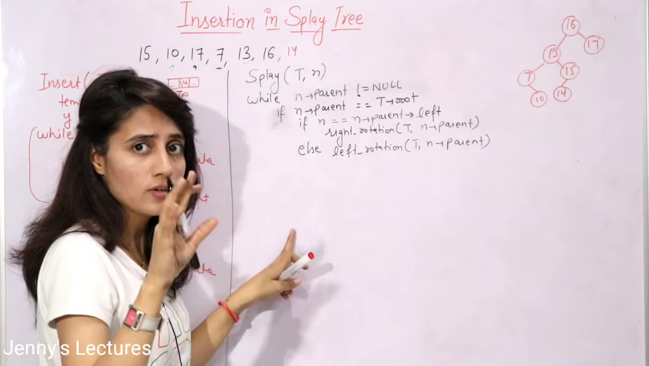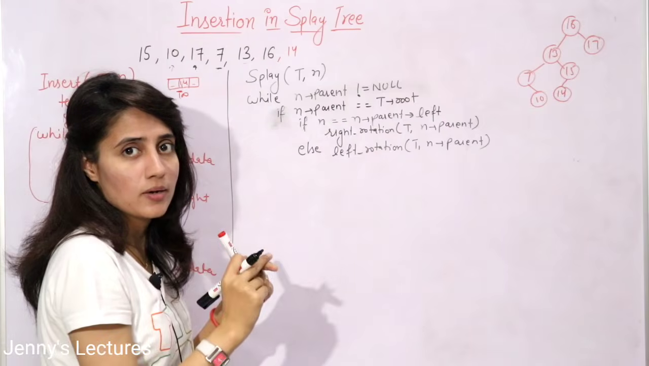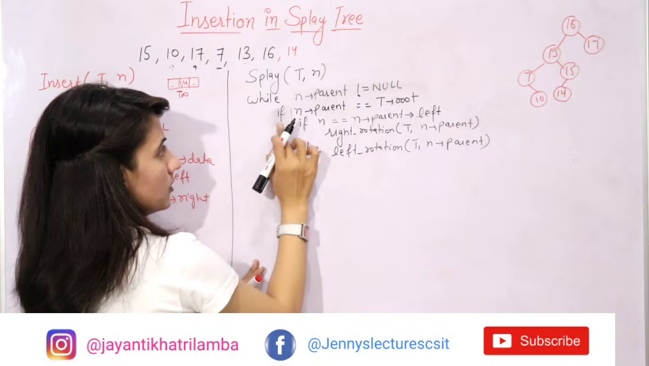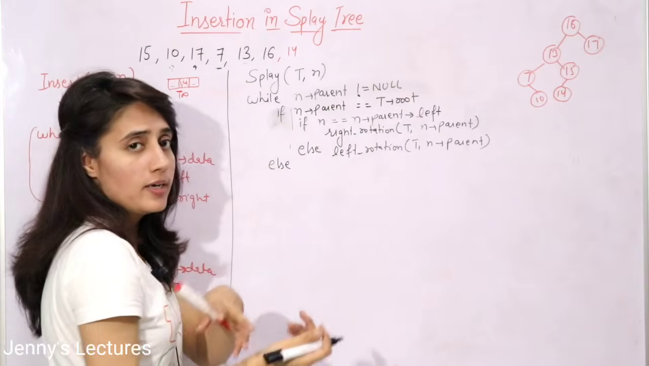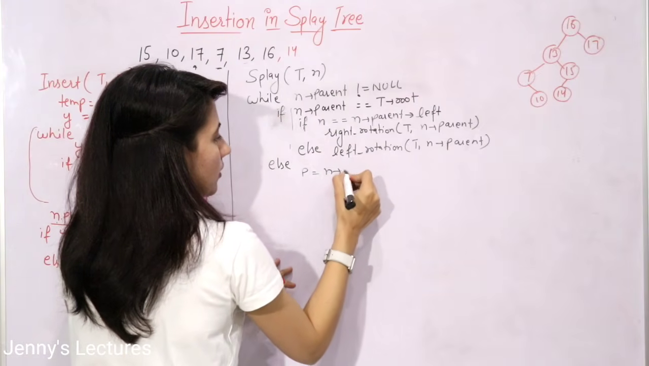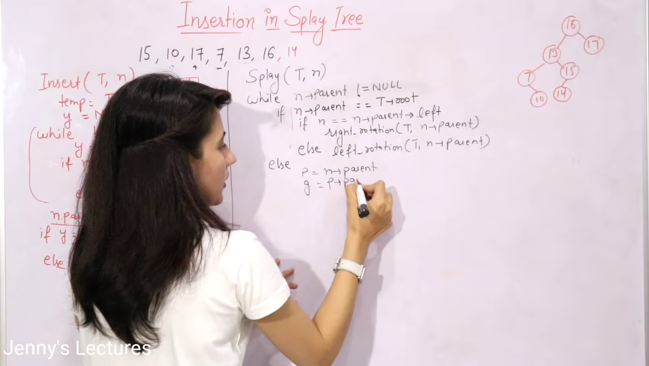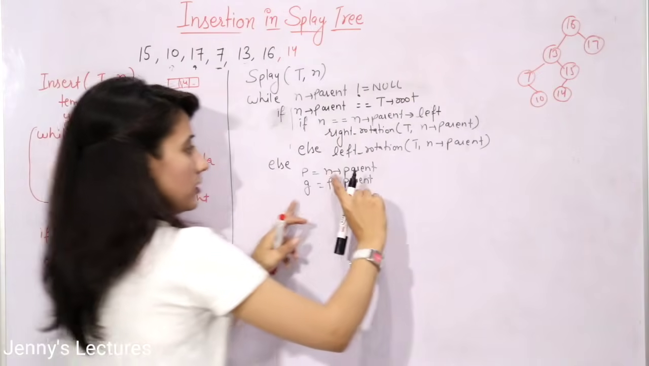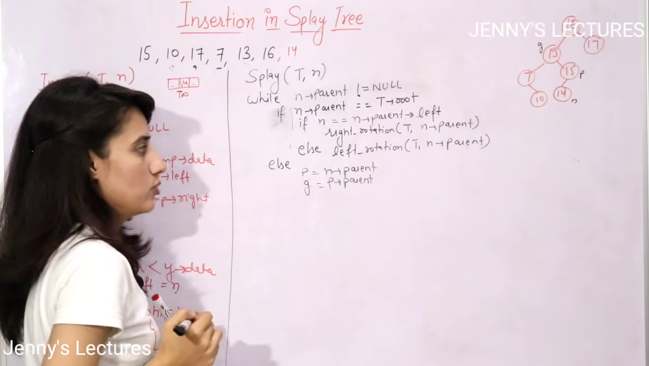Now the third case has 4 sub cases, that is if N has a parent as well as a grandparent. Now what will you write here? See, this part is within this if. Now we have else for this if, right? Else we have parent as well as grandparent. So suppose I am taking P is equal to N of parent and G is equal to P of parent. So P is parent of N, G is grandparent of N, right? So here N is this one, parent is this one, and grandparent is this one. So G would be this one, right?